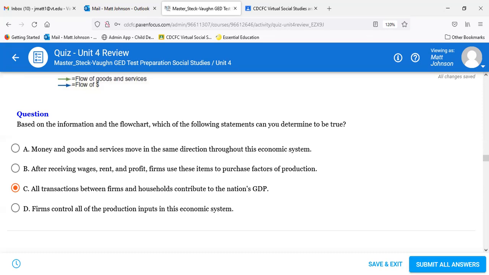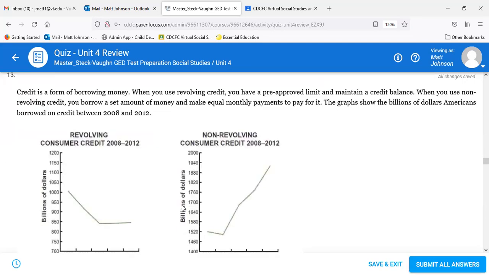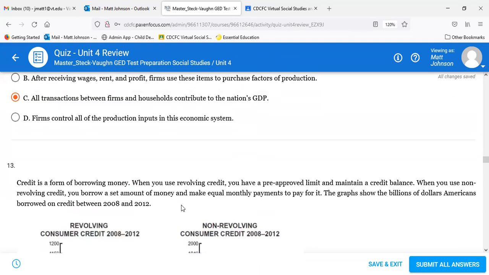So 12 is C as in cat, right? All transactions, whether it's from a business side or it's on the household side, right? Part of the GDP. 12 is C, and 13, got some new information here.